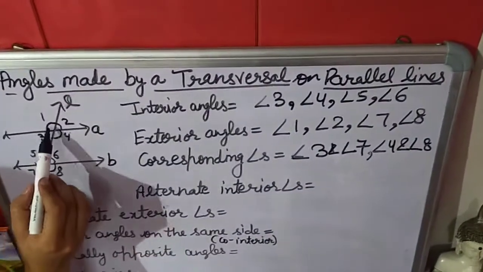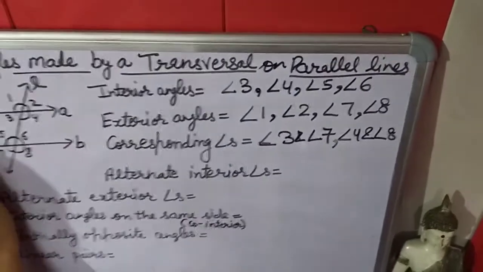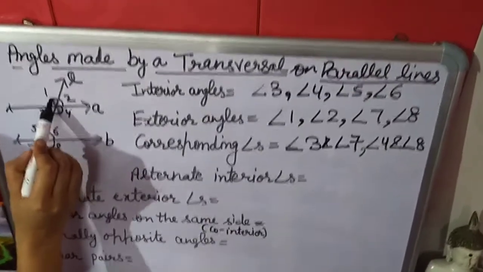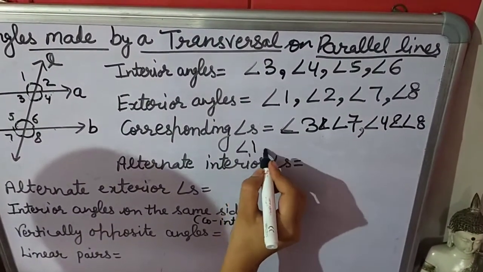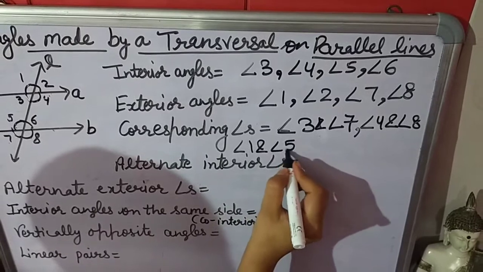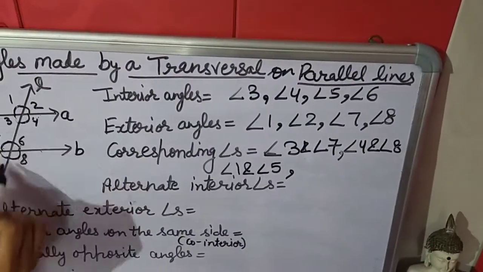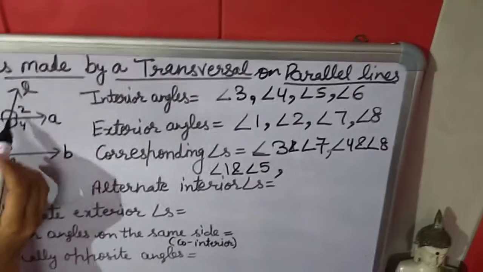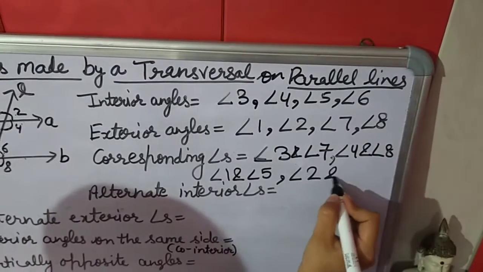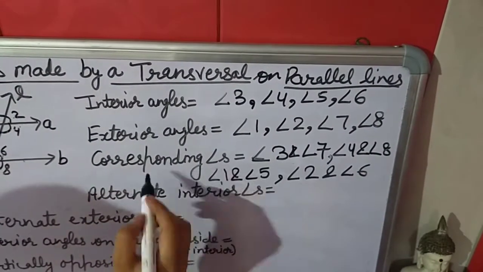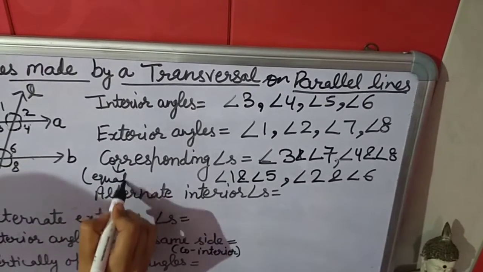Another pair is angle 1 and angle 5. Both are on the same side of the transversal. One is exterior and one is interior. Next pair is angle 2 and angle 6. Both are on the same side. One is exterior and one is interior. Remember, corresponding angles are always equal to each other.